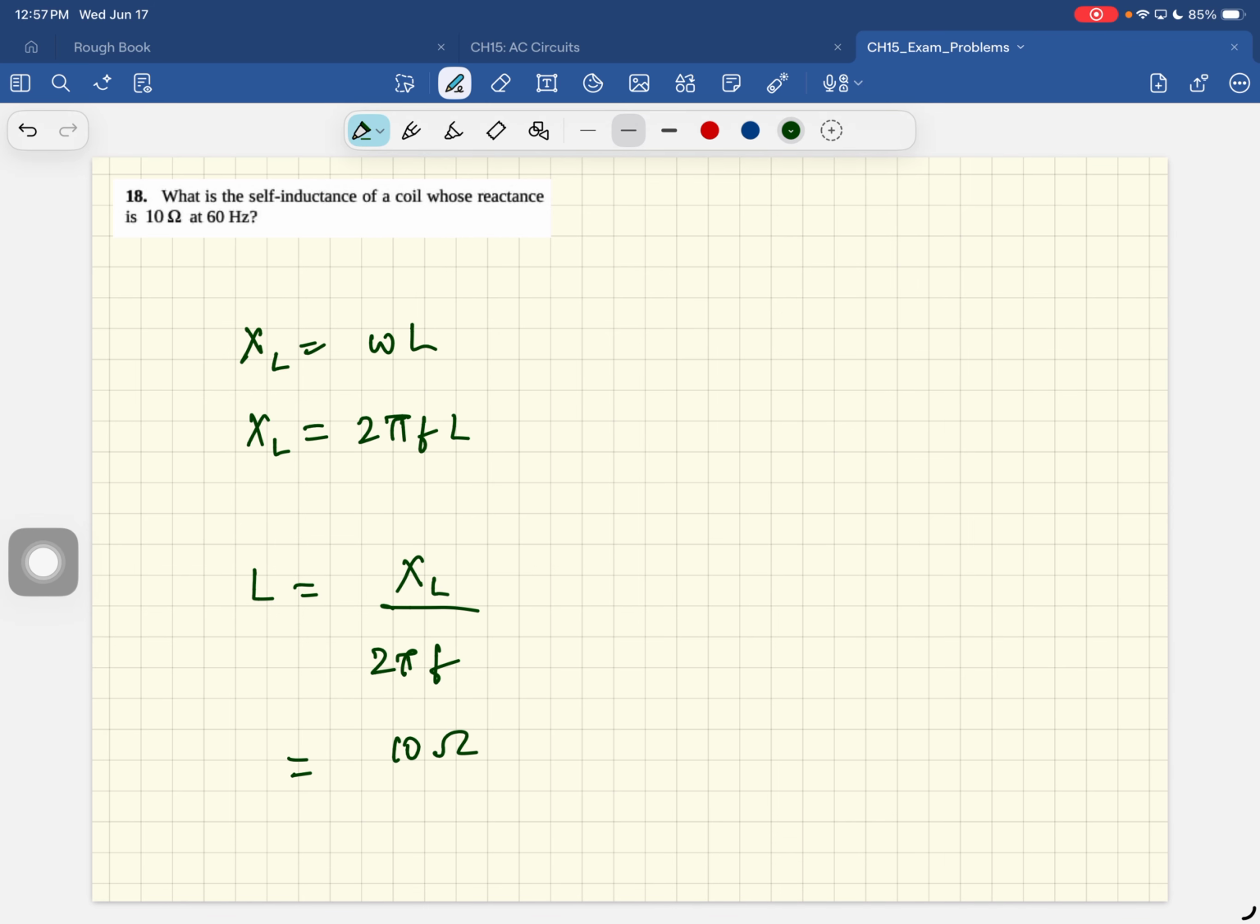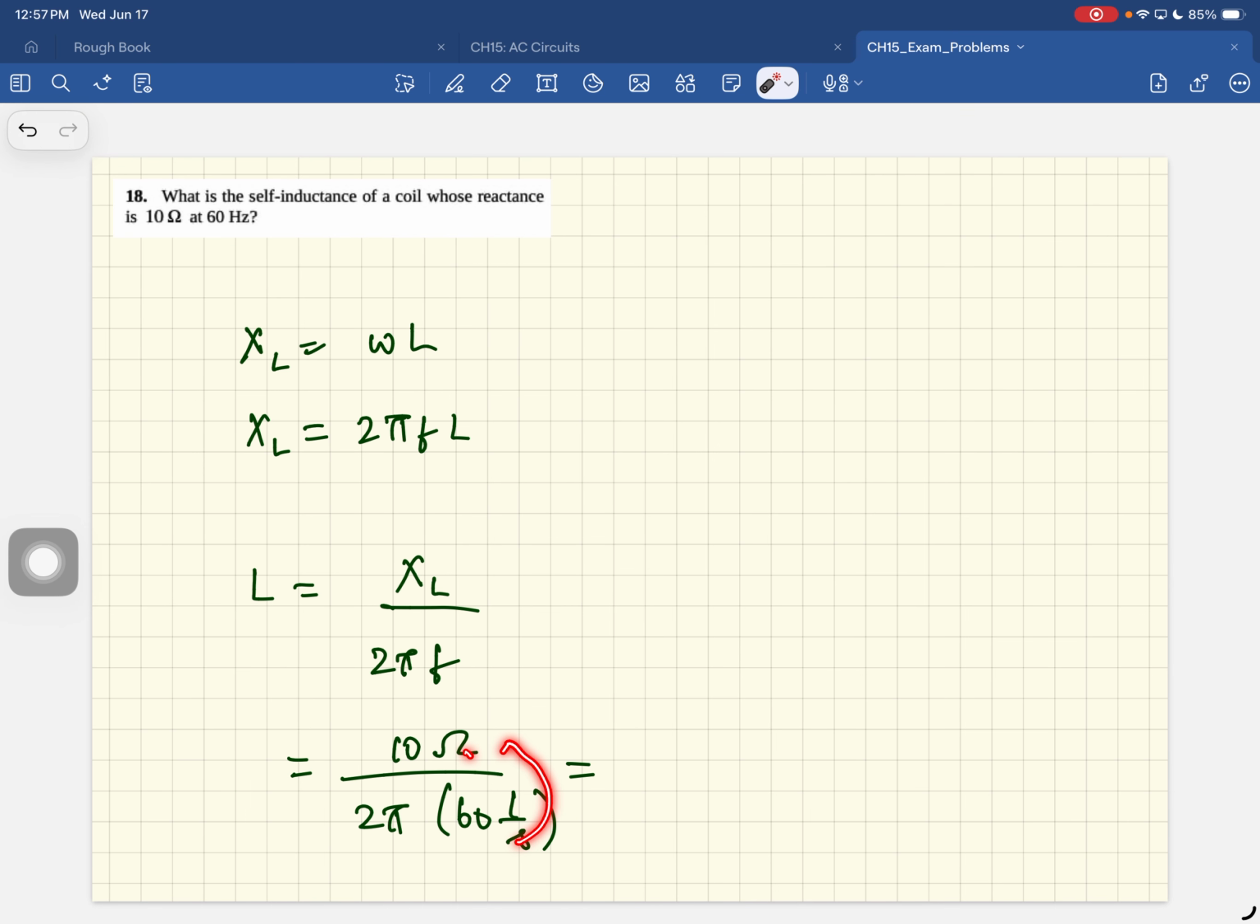So here's a series RLC circuit. The voltage is 100 volts, sine omega t. Omega is 2 pi f. F is 500 hertz. Respectively, R is 500 ohms, L is that, and C is that. What is the impedance of the circuit?